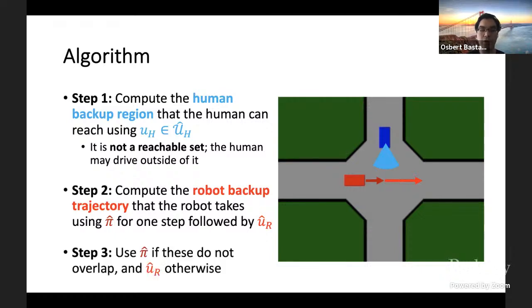And then we're just going to check 2 things. We're first going to check whether these 2 regions overlap. We're also going to check to make sure that they bring the system to a stop. If so, then we're going to use pi hat, which is the preferred policy. If we can't guarantee safety, then we're going to switch to the backup action U hat R. So in this case, because the 2 sets don't overlap, we ensure safety. If they do overlap, as illustrated here, then we're going to switch to the backup action.